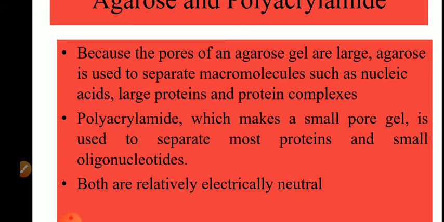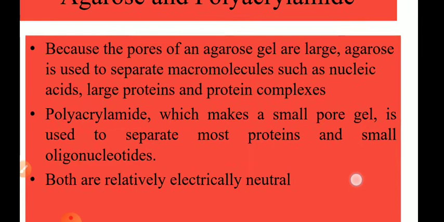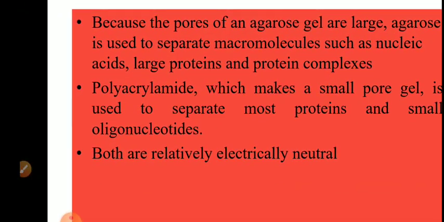Now see, the pores of the agarose gel are large and hence agarose gel is used to separate macromolecules such as nucleic acids, that is DNA, RNA, even plasmid DNA, large proteins and protein complexes. Because the pore size of agarose gels is large, it is used to separate these macromolecules. Polyacrylamide makes a small pore gel. Polyacrylamide gels have small pores, so they are used to separate most of the proteins and small oligonucleotides.